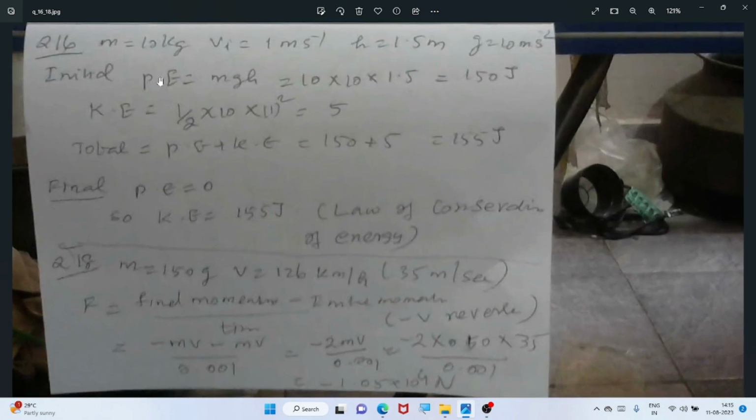Okay, this one. The initial mechanical energy is the potential energy, and the final is kinetic energy, because the potential energy will be zero on the ground. So the kinetic energy is the total energy.